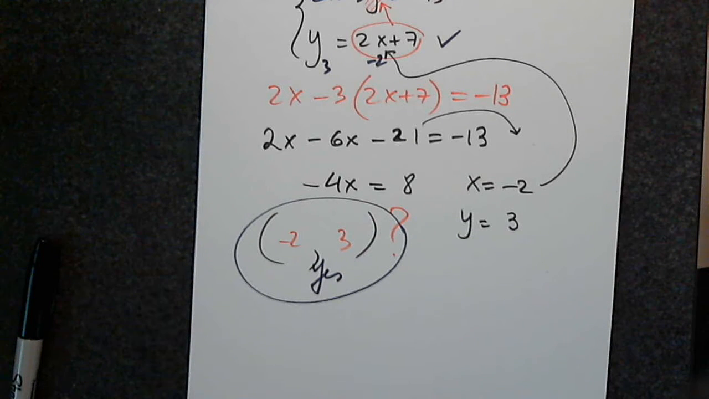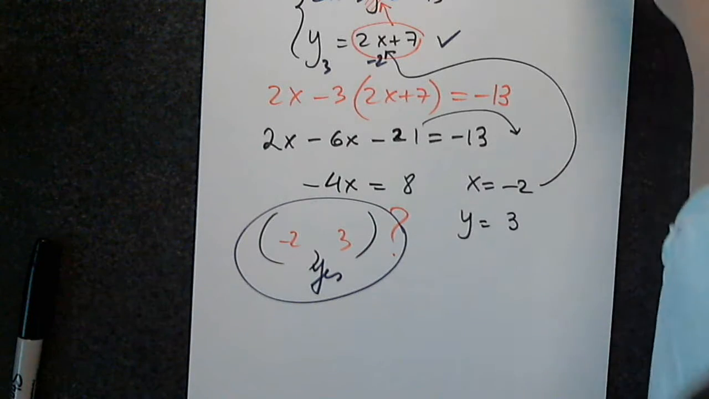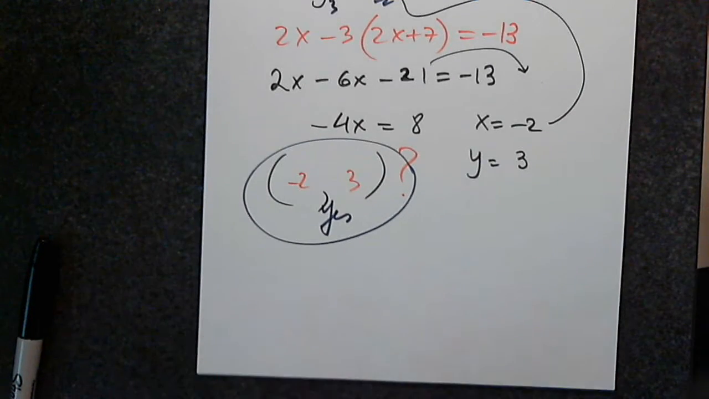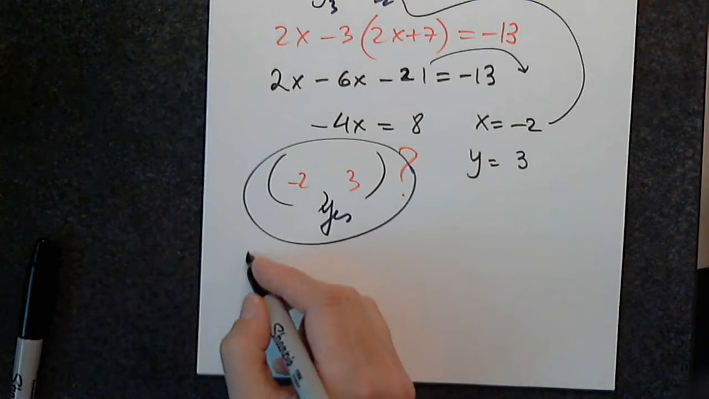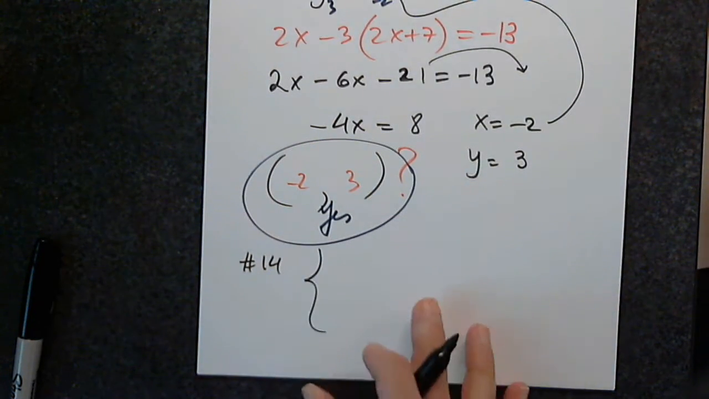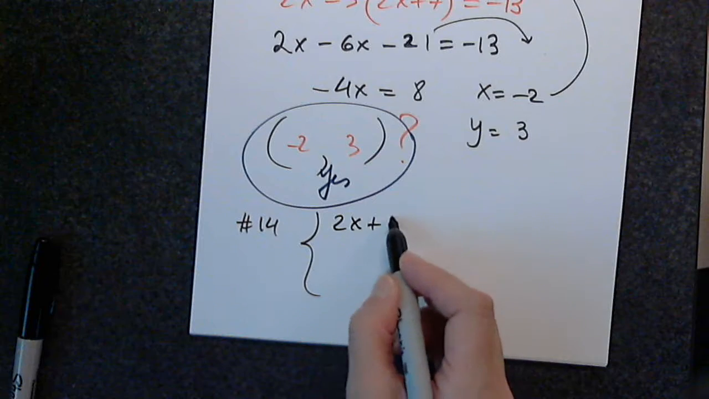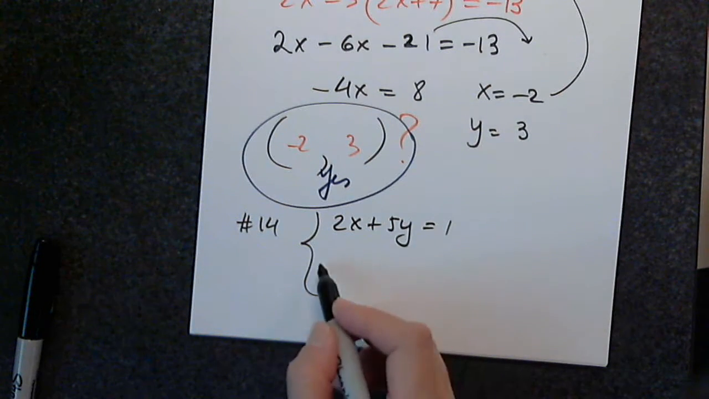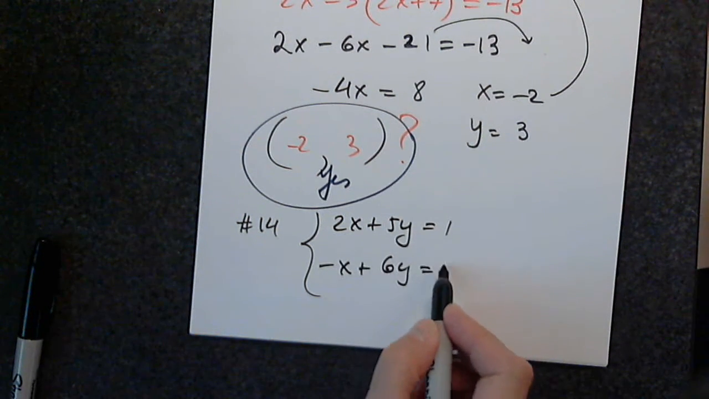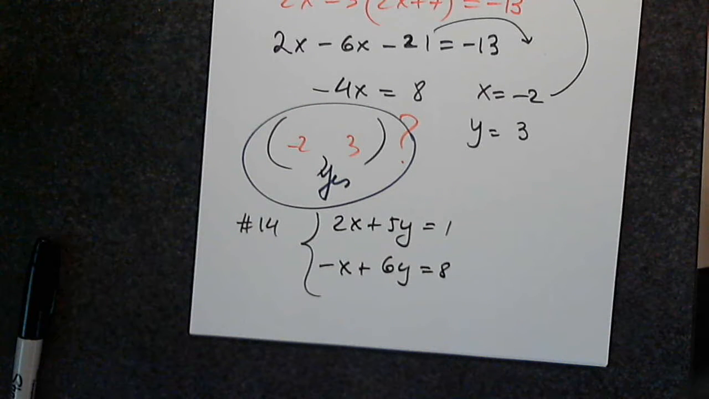Let's look at 14. Any questions on this problem? This should ring a lot of bells because I'm sure you've seen this before. But that's okay. 14. In 14, no equation is solved for us. 2x plus 5y equals 1, and -x plus 6y equals 8.